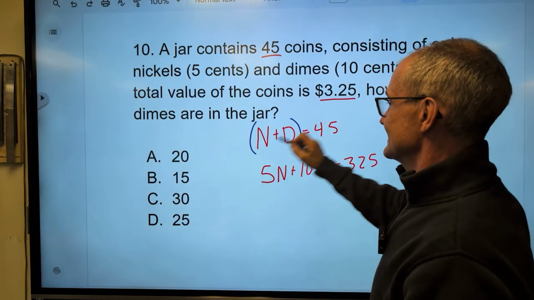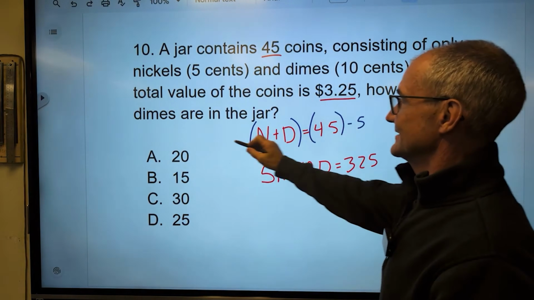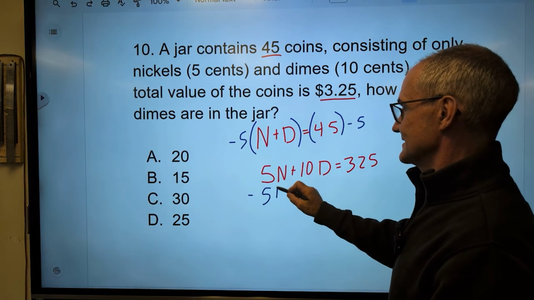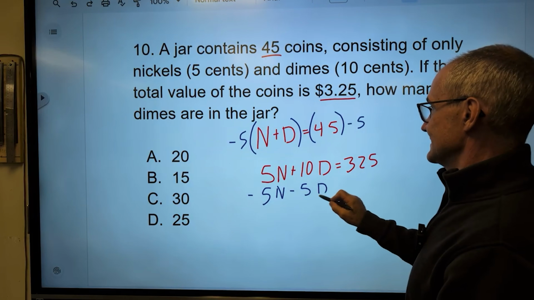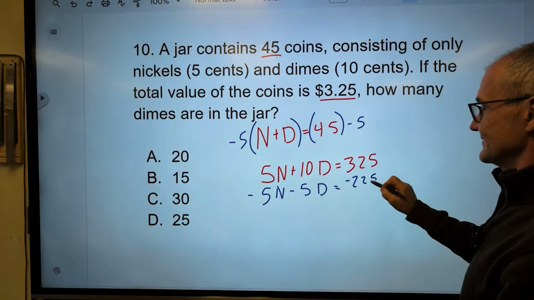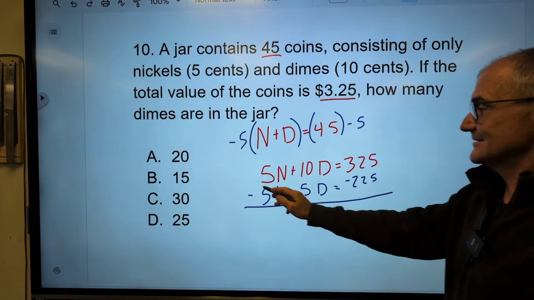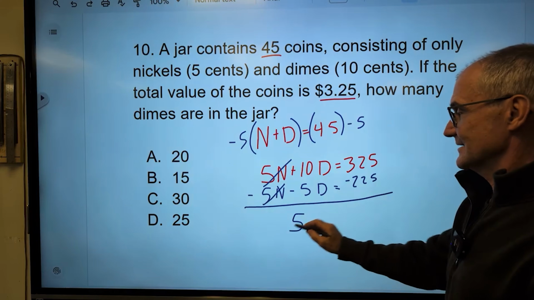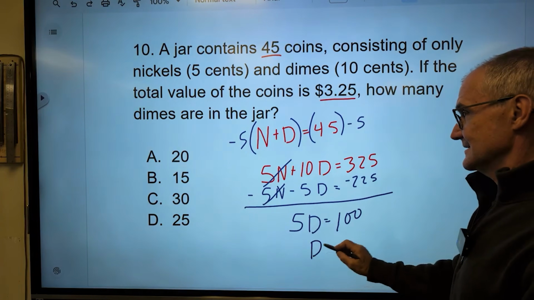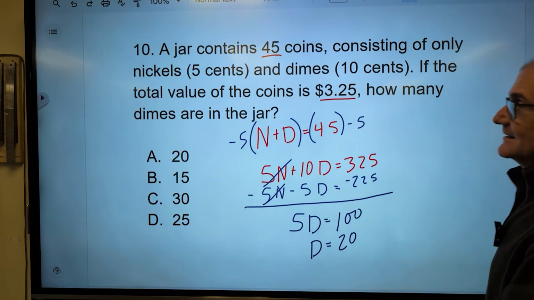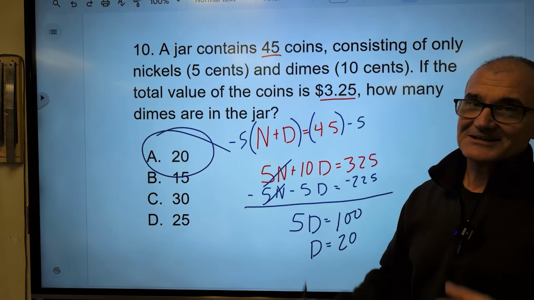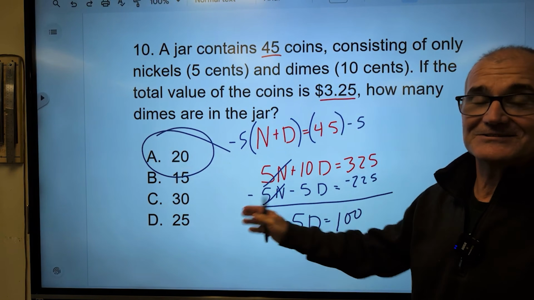I could multiply both sides of this equation by -5 and do a linear combination. So I'm going to go -5n -5d is equal to -225. Add these two equations together. These cancel, giving me 5d is equal to 100. D is equal to 20. How many dimes are in the jar? D equals 20. Correct answer, answer A right there. Kind of battled our way through that one through trial and error using the answers.